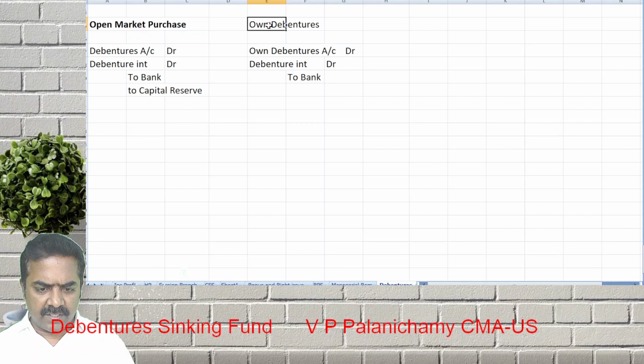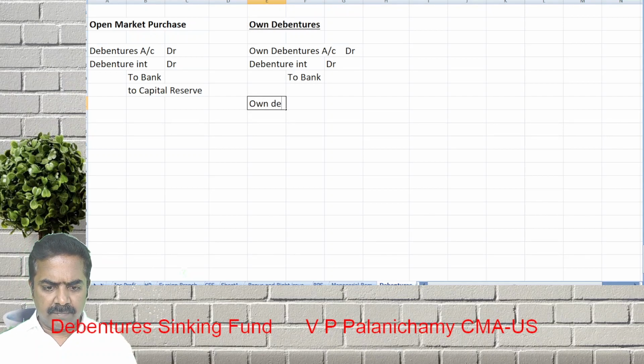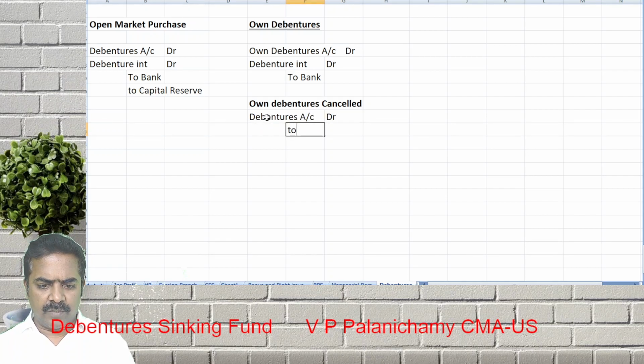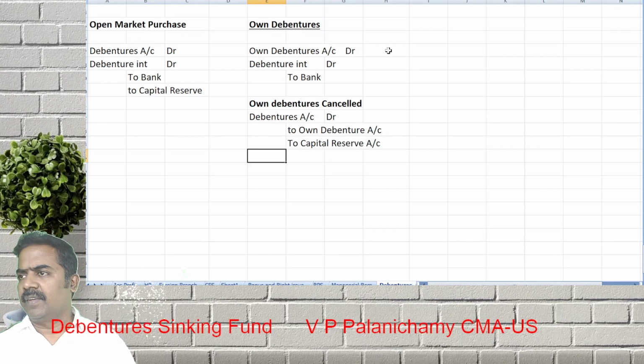So when own debentures are purchased, this is the journal entry. When own debentures are cancelled, what entry will we pass? Debenture account debit, to which account? Own debentures account. The balancing figure will be transferred to which account? Capital reserve account. Like this.